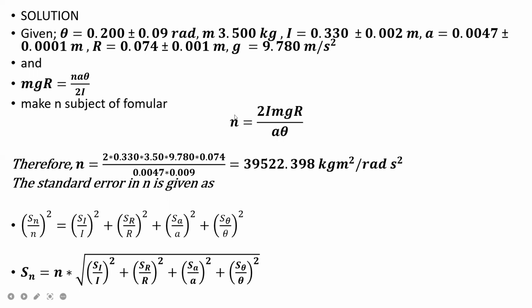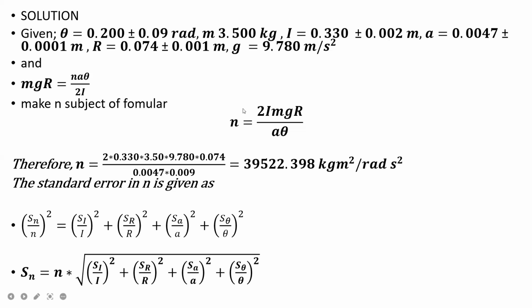Making n the subject of the formula, we have n equals 2I MgR divided by A theta. That means we cross multiply and divide by A theta. Now we substitute our values for I, M, g, R, A, and theta into this equation. On substituting and multiplying and dividing, we will have this value there.